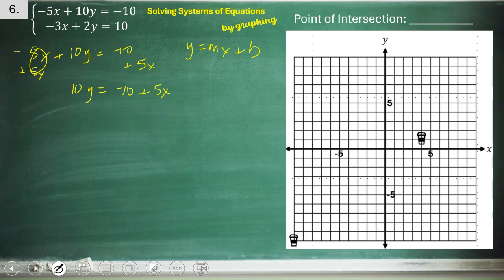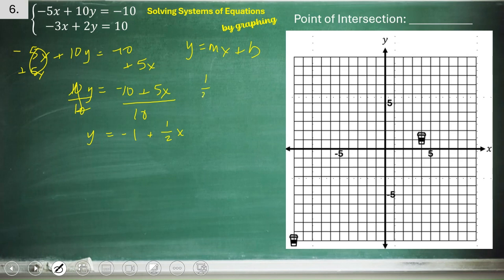Our next step is to get y by itself. We have 10 times y, or 10 multiplied by y. We're going to do the inverse operation of division to rip those apart. When we do that, we divide by 10 on both sides. We end up with 10 divided by 10, which is 1. 1 times y is y, equals, this 10 is divided by both terms. So negative 10 divided by 10 is negative 1. 5 divided by 10 is half, and then we have the x being multiplied.